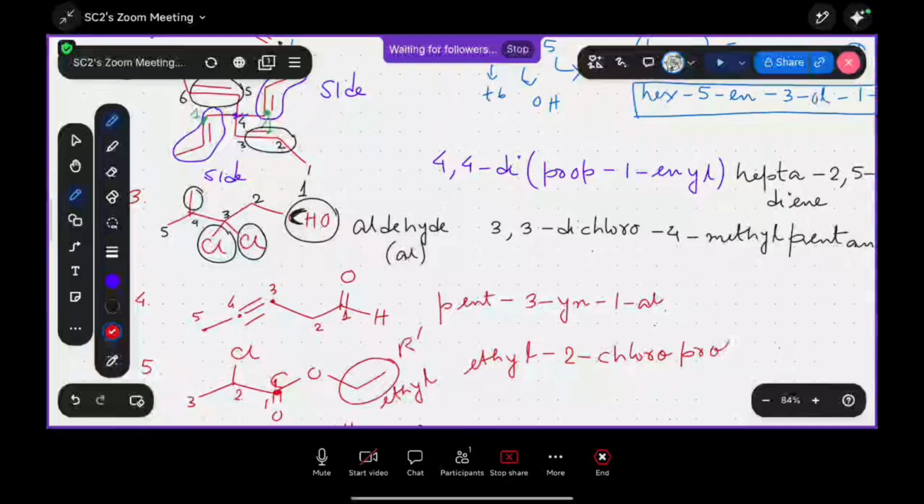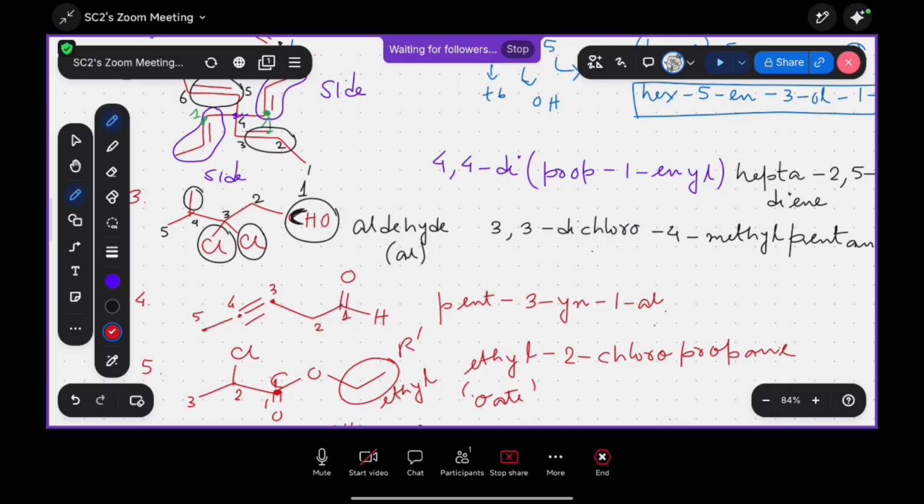prop, because 3 carbon atoms are there, so prop. Carbon-carbon single bond, so an. Propane, because all the carbon atoms are single bonded. There is no double bond here. So ethyl 2-chloropropane. And for ester, I have already told you that whenever you have an ester, the suffix oate is used.